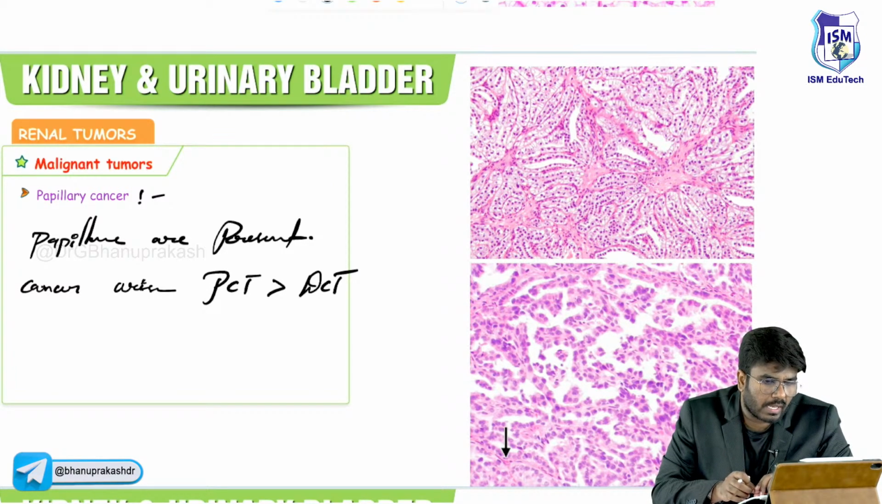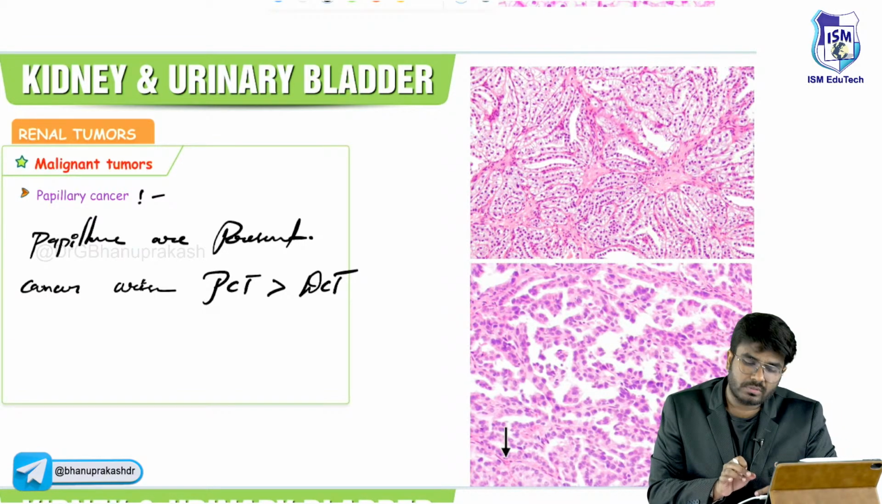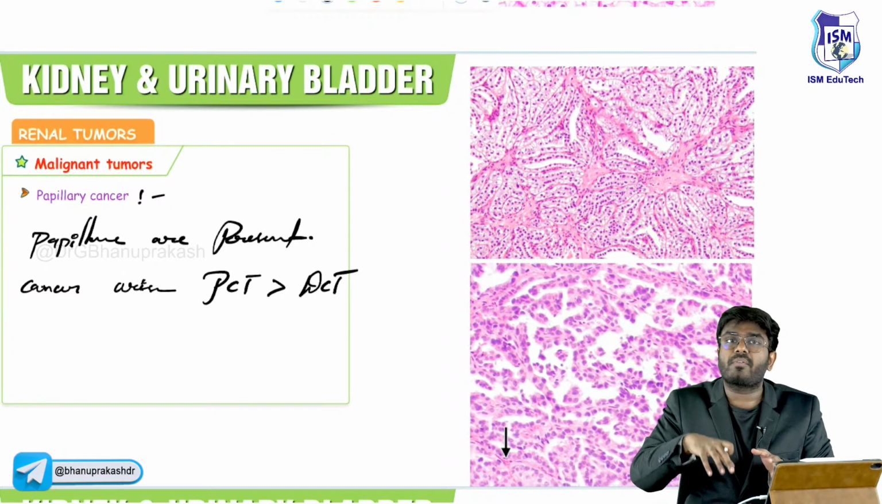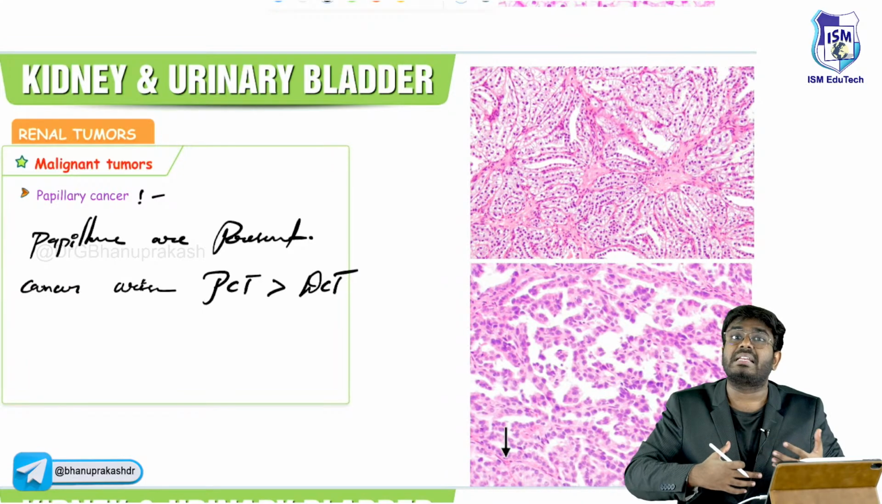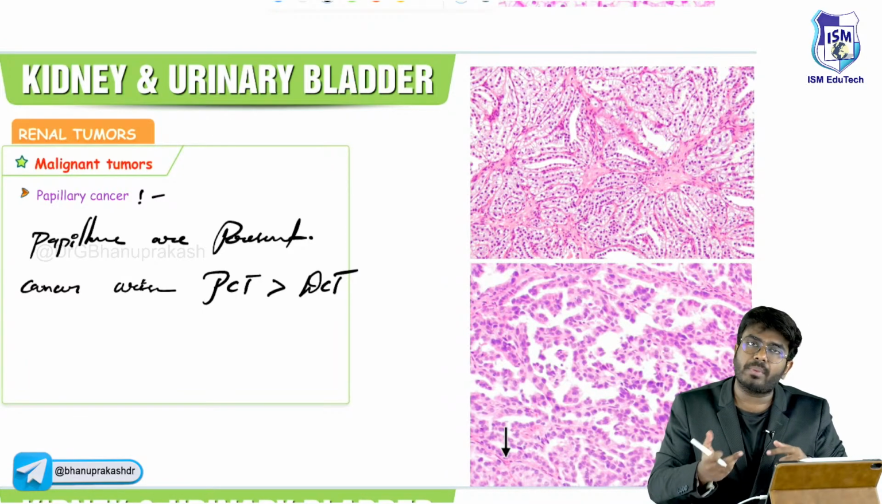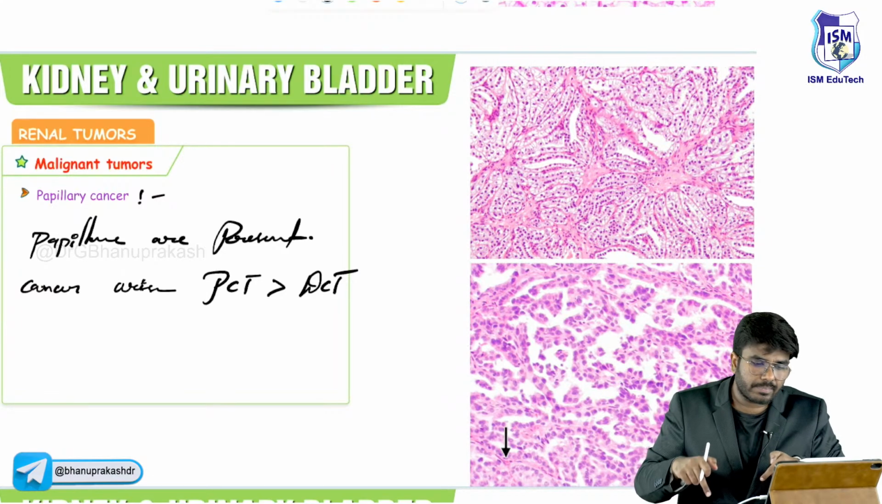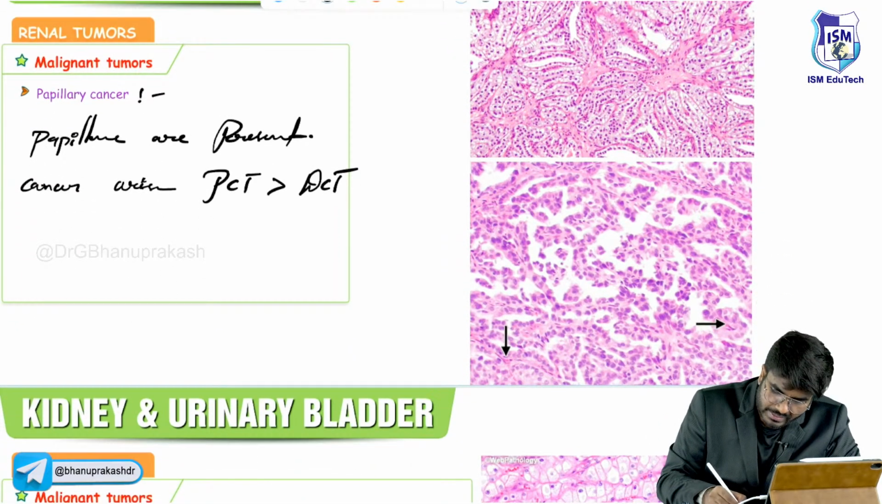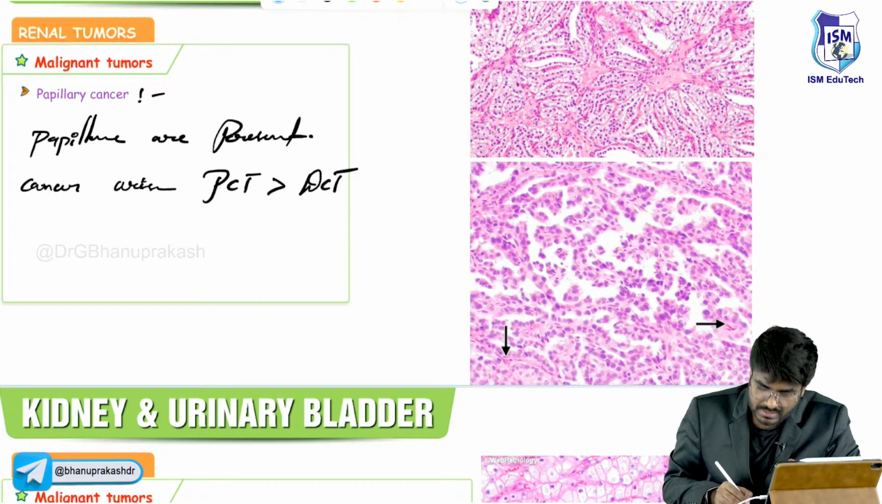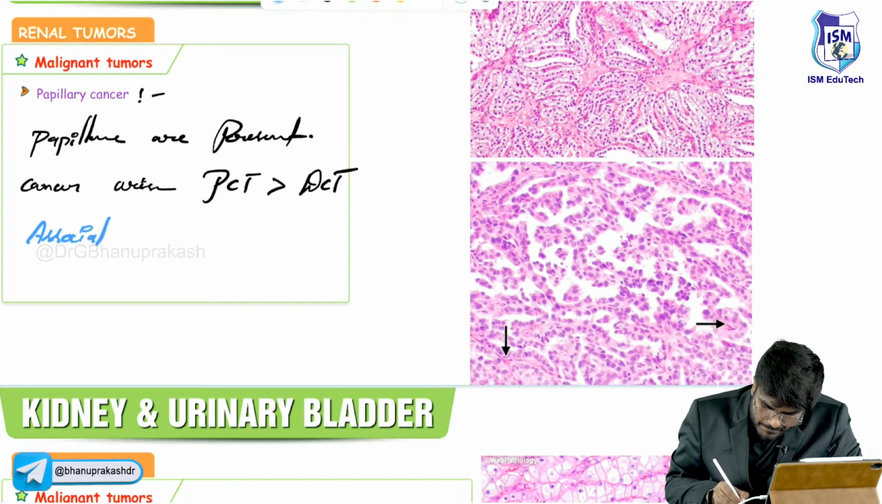Next, I hope you already know this: a person who is completely on dialysis. These dialysis-associated patients will develop cancers in the future. Which type of kidney cancer? This type: papillary cancer is associated with dialysis.